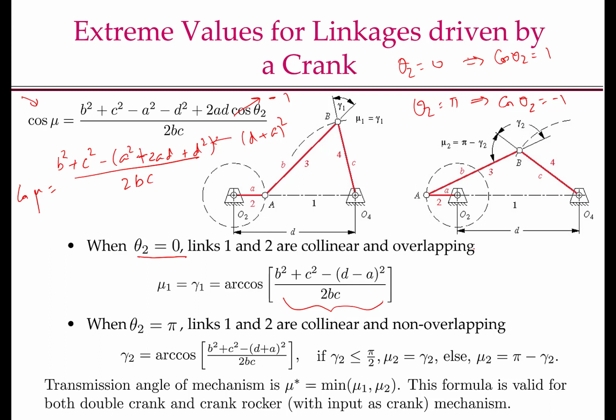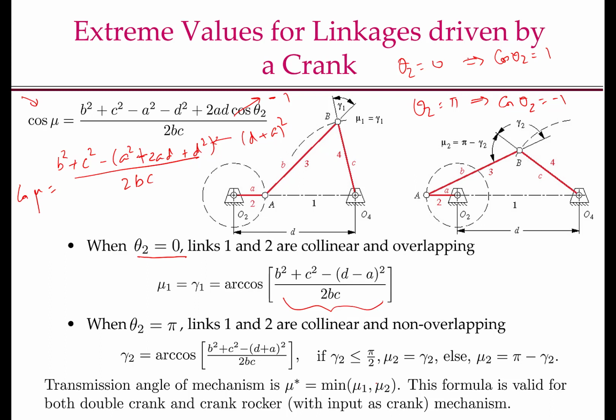Now once you have obtained this gamma 1 and gamma 2, you have to be careful to make them within 90 degrees. So if gamma 2 is less than or equal to pi by 2, then mu 2 is gamma 2. Otherwise, mu 2 will be pi minus gamma 2. And the transmission angle of the mechanism will be the minimum of mu 1 and mu 2. Why?